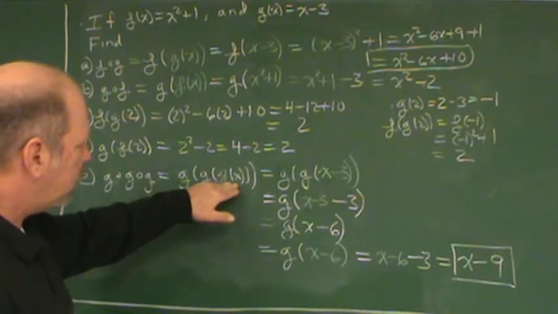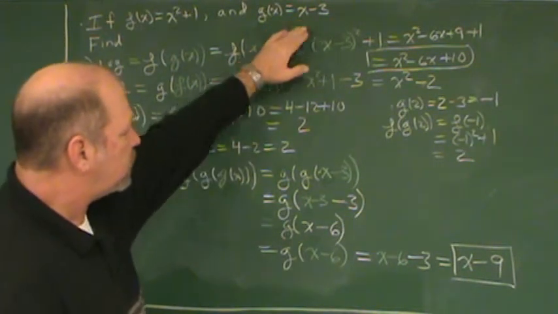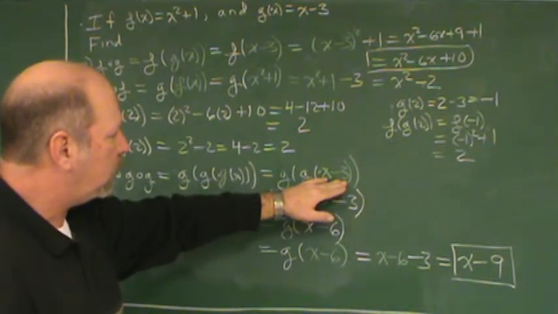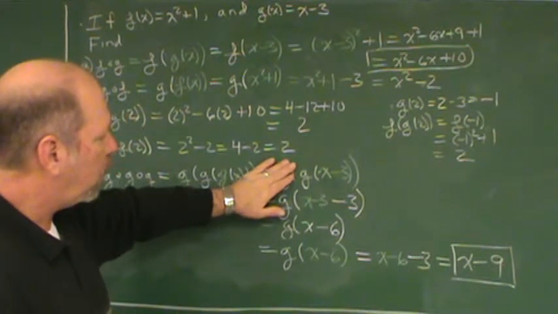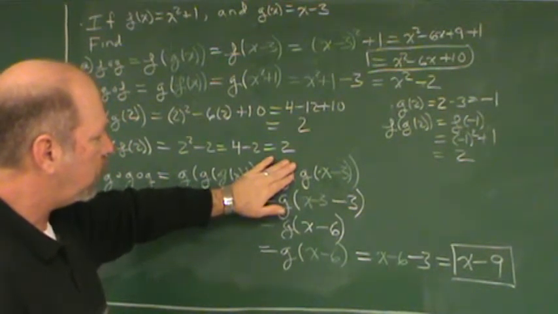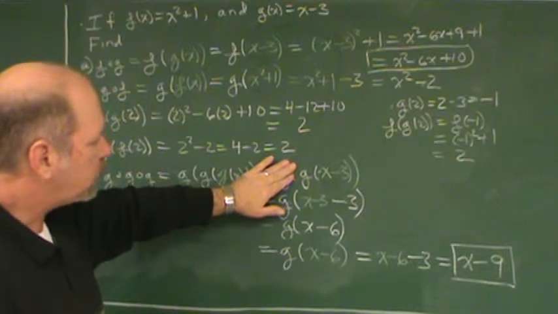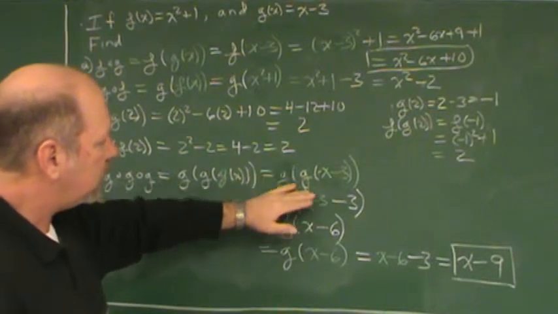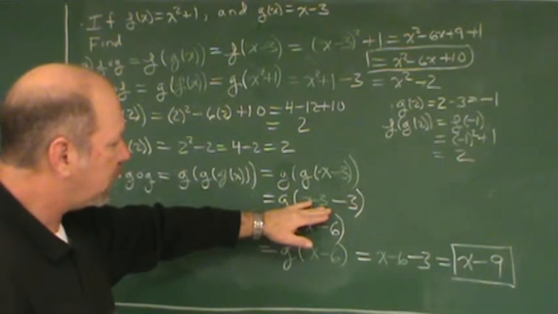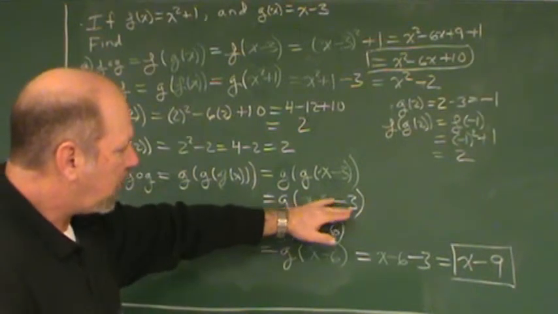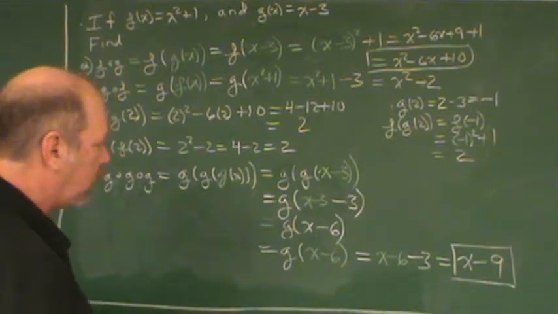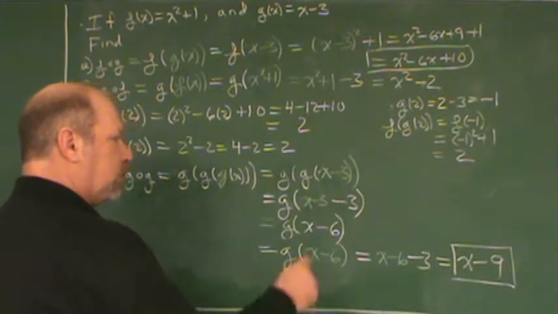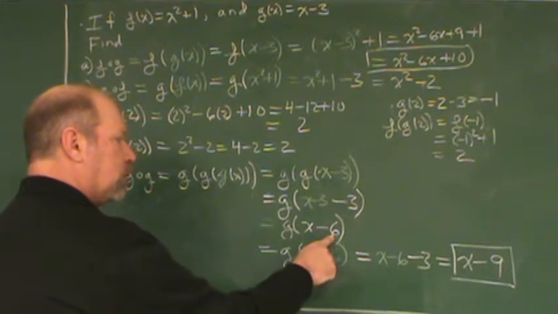So, what is g of x? G of x is x minus 3. So we're going to put x minus 3 in for this. And then everywhere we see an x in g, we're going to put in x minus 3. And that's what we did. G is still x minus 3, so we got x minus 3 for our x, minus another 3. And then, combining like terms here, negative 3 minus 3 is negative 6.